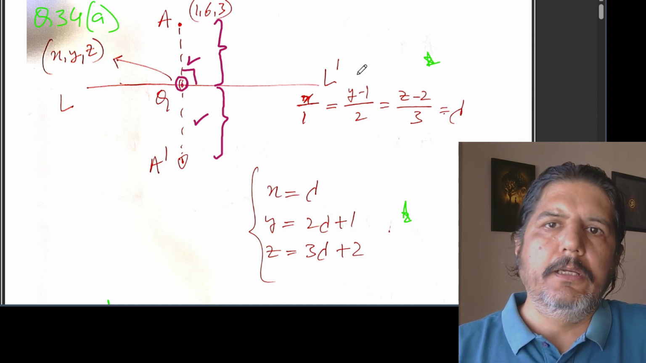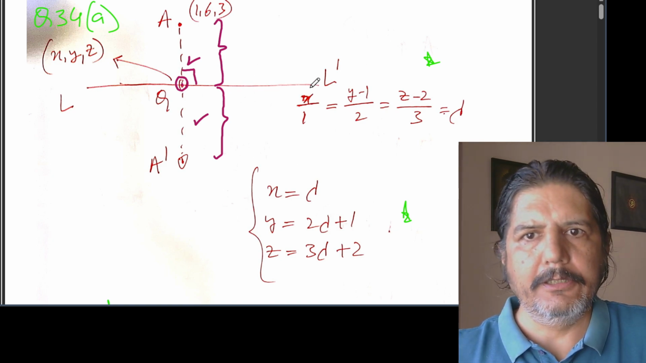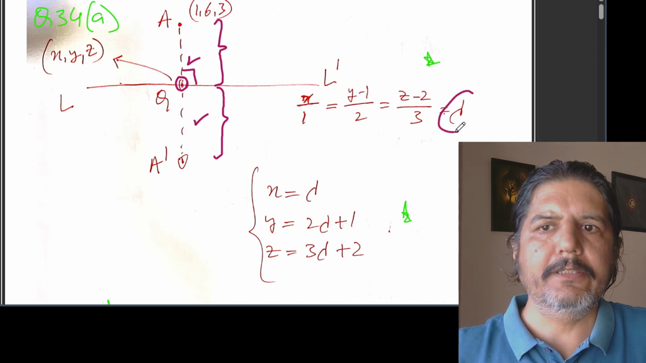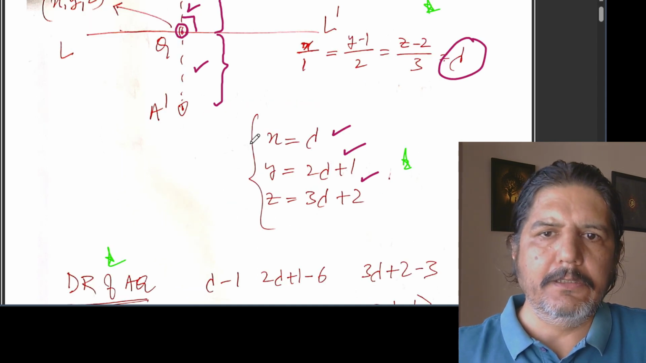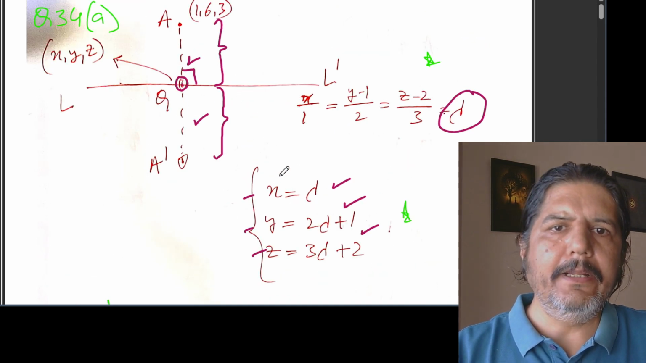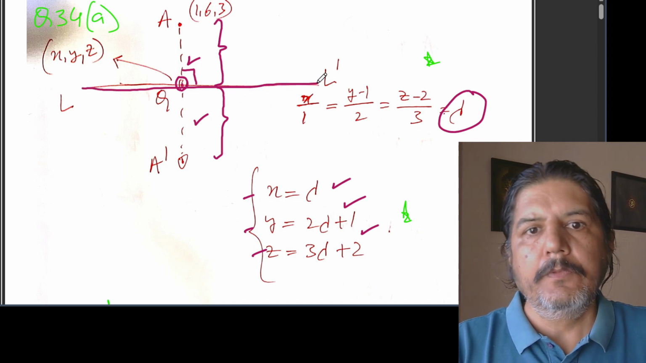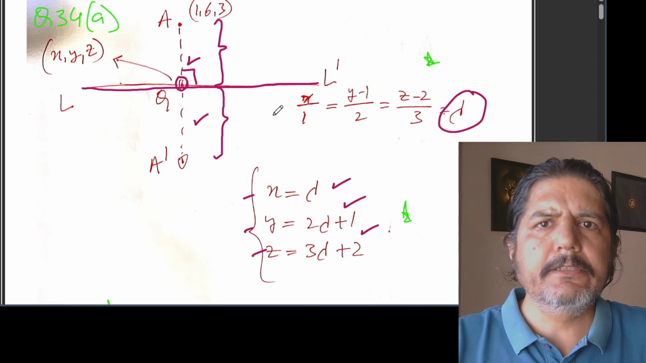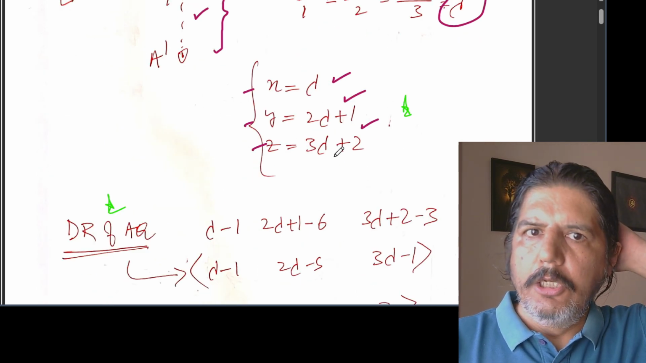Now, as I have discussed, if I have to find a random point on this line LL dash, x upon 1, y minus 1 upon 2, z minus 2 upon 3, I'll put that equal to lambda. So x would be lambda, y is equal to 2 lambda plus 1, and z would be 3 lambda plus 2. This x, y, z would be any random point on this line LL dash. Why do I require this random point? We'll see just in the next 2 minutes.